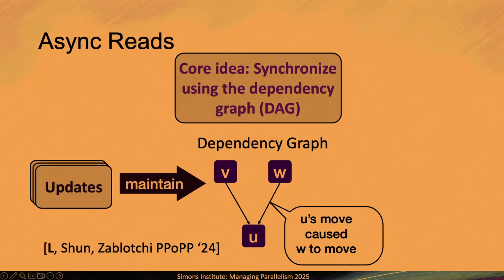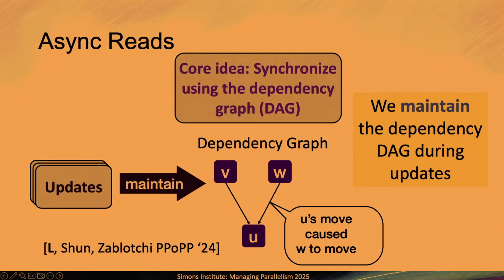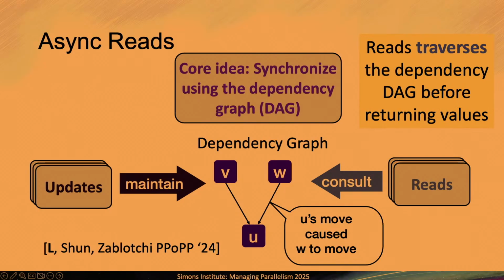Okay? So when we get updates, we update the dependency graph. So each update will cause some nodes to move, which will cause other nodes to move, so the graph will get larger as we get updates. So we want to maintain all dependencies that we have while we're processing these updates. And then once you're doing the reads, you want the reads to traverse the dependency graph. So you want these reads to consult this dependency graph that you have before you return your values.